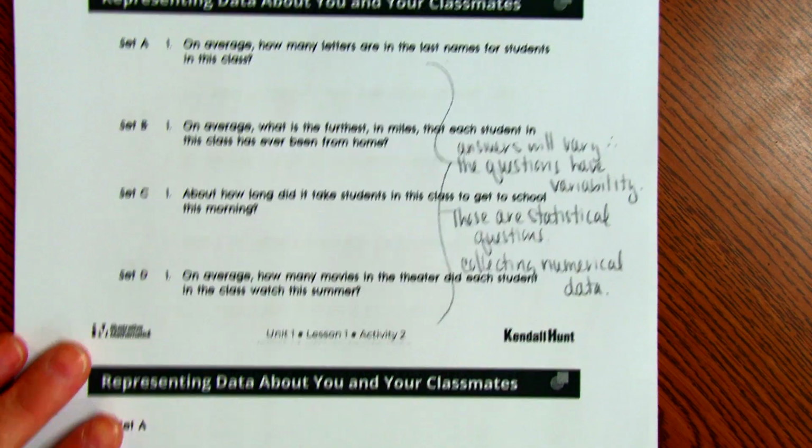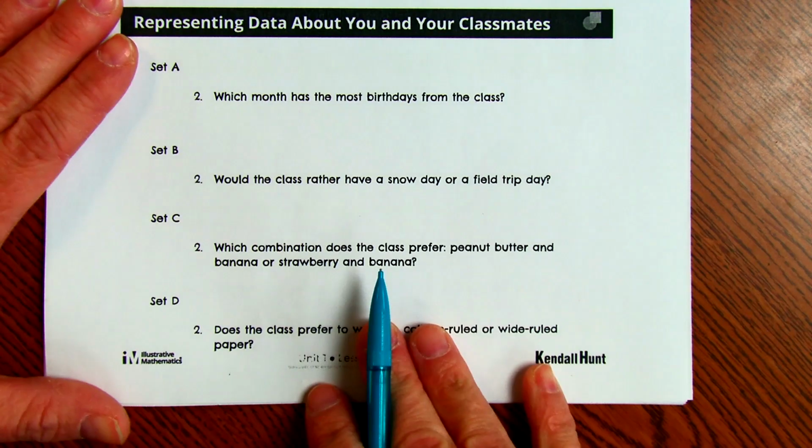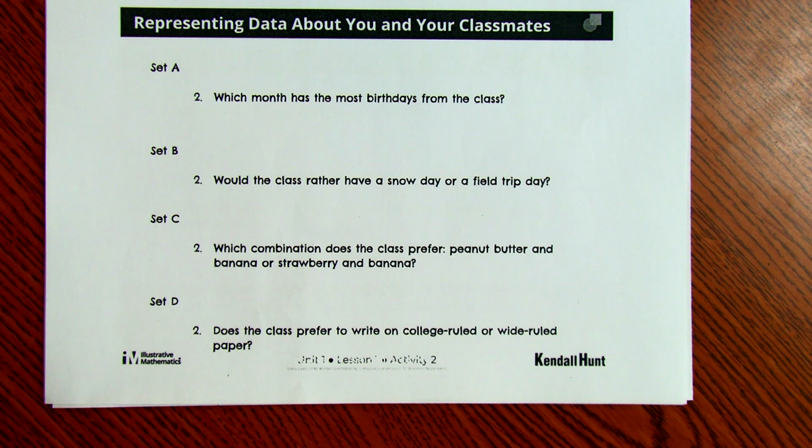If we look at the next set of questions, which month has the most birthdays from the class? Would the class rather have a snow day or a field trip day? Which combination does the class prefer of peanut butter and banana, or strawberry and banana? And then does the class prefer to write on college ruled or wide ruled paper? Because there's still variability. It's not just one answer.